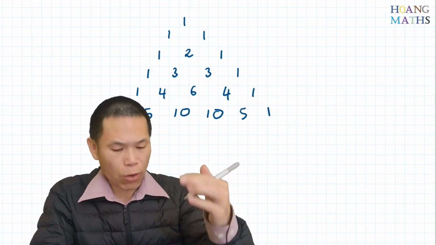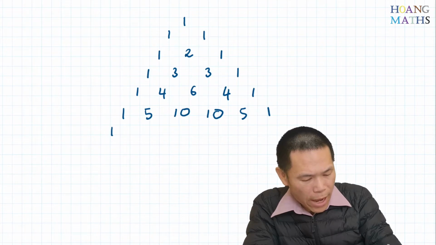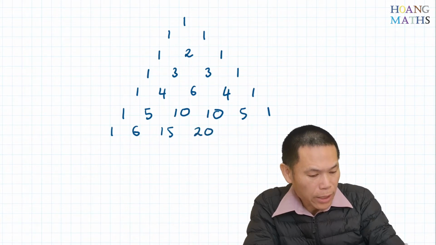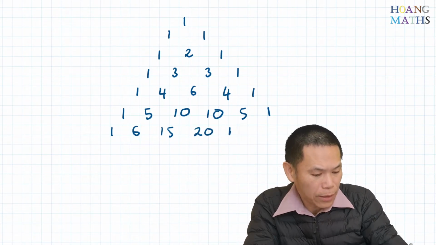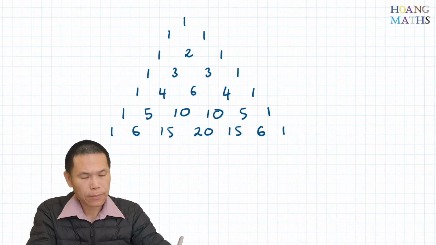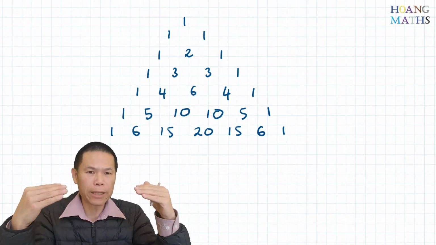And to find the next row, again, same process, okay? So we start with 1. We add 1 plus 5 is 6. 5 plus 10 is 15. 10 plus 10 is 20. And then 10 plus 5 is 15. And 5 plus 1 is 6. And we end with 1. So the pattern just keeps going like that, okay? To find the next row.